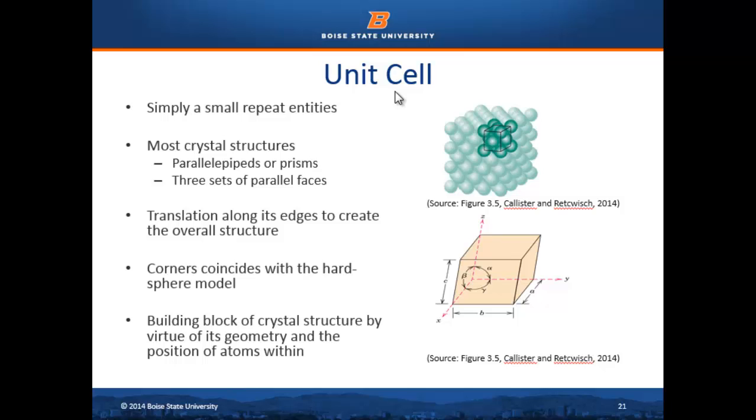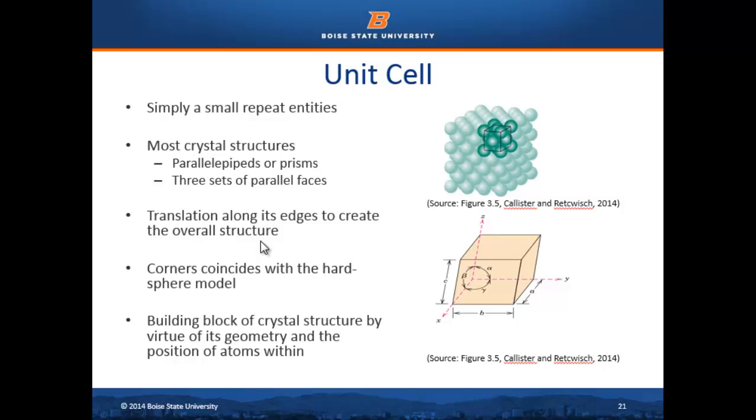As we have already gone through various crystal structures, we are already familiar with the unit cell, so we will go more briefly here. A unit cell is simply a small repeating entity. Most crystal structures are parallelepipeds, or prisms, and have 3 sets of parallel faces as shown in the picture. A unit cell can be translated along its edges to create the overall structure.